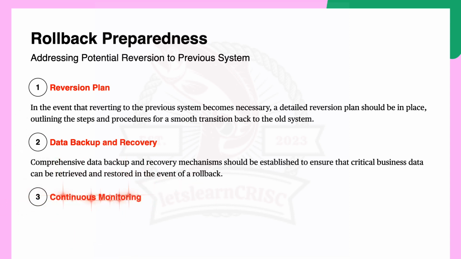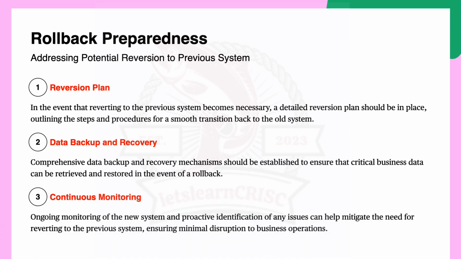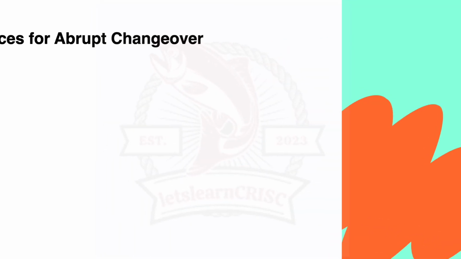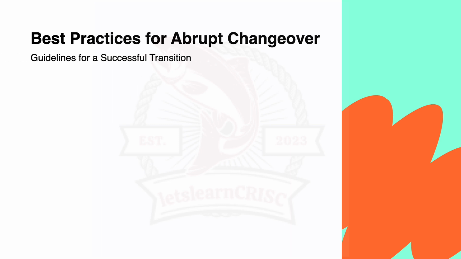Next is about the continuous monitoring. Under the continuous monitoring, we can say that the ongoing monitoring of a new system, right, and proactive issue identification can help to mitigate the need for reverting to the previous system, right? It is like keeping an eye on a car's performance to catch any potential issues before they become a major problem, right? Moving next, we'll discuss the best practices for abrupt changeover.